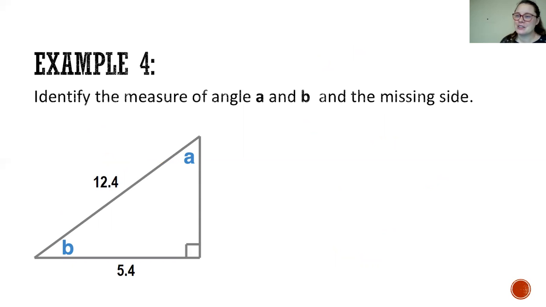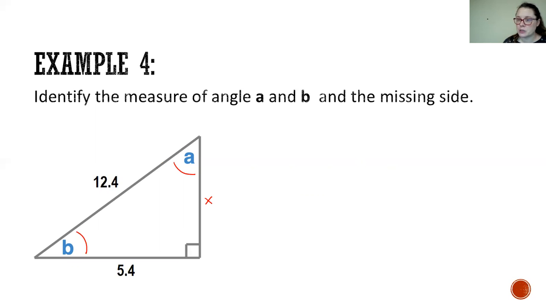All right, fourth example. Identify the measure of angle A and B and the missing side. So this one gives us, I guess, three things to do. We have a missing side. I'm going to call the missing side X. We'll throw that in there. And I want to know, well, what is this angle and what is that angle? So we've got two angles to look at. It doesn't matter what order we do them in.